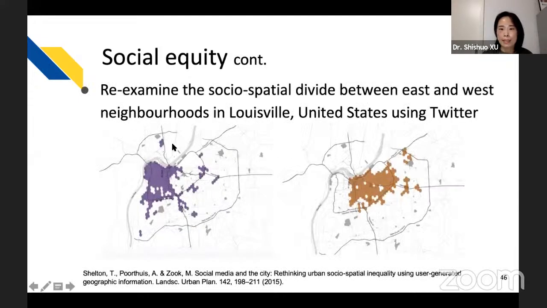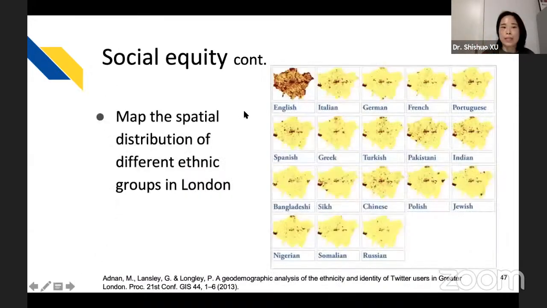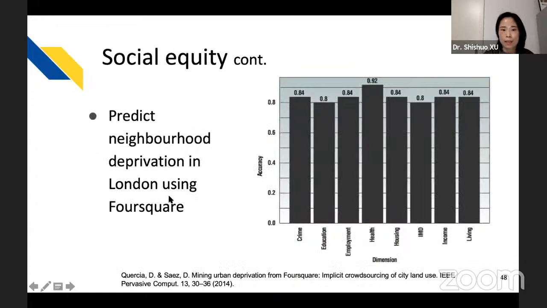This is a case study conducted in the US. They examine the social spatial division between East and West neighborhoods. Here is a visualization result, visualizing the spatial distribution of different ethnic groups in London, UK. And Foursquare is a picture sharing platform, and this type of social media data can be used to predict neighborhood deprivation.